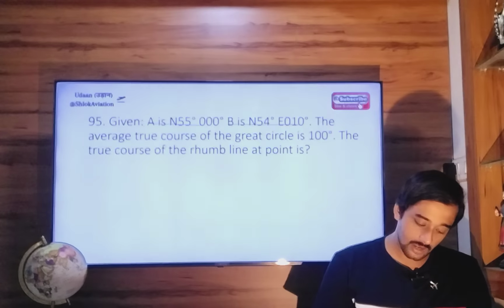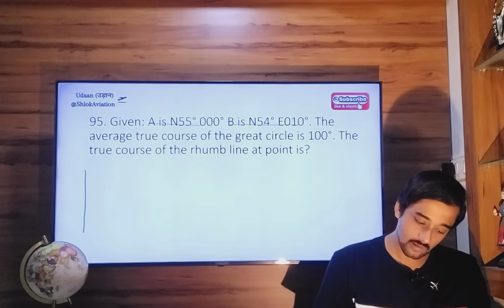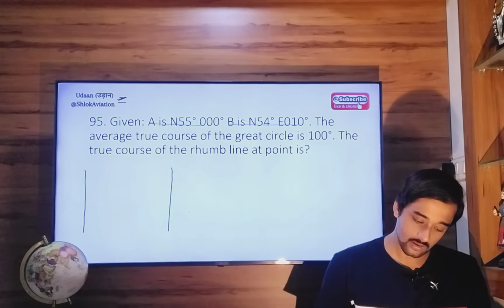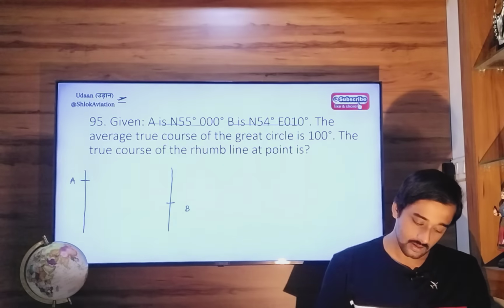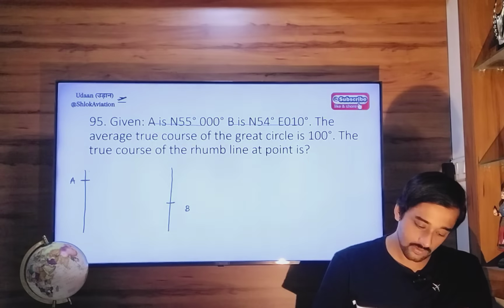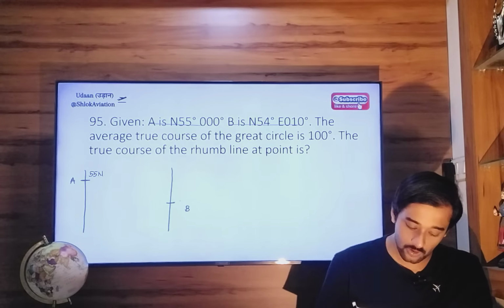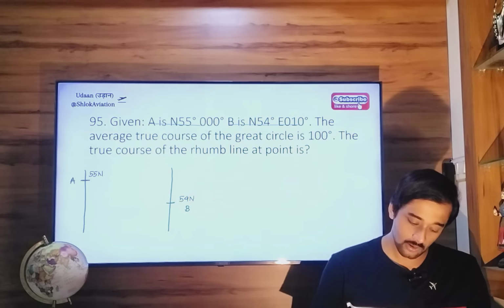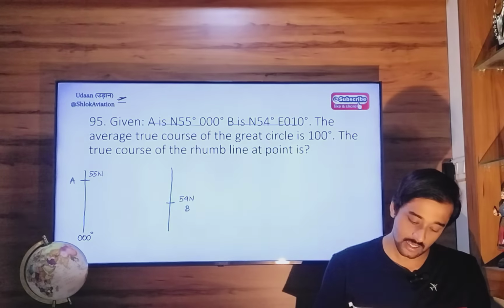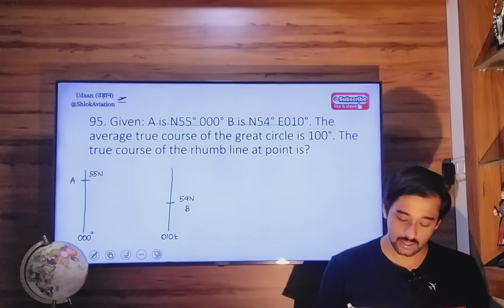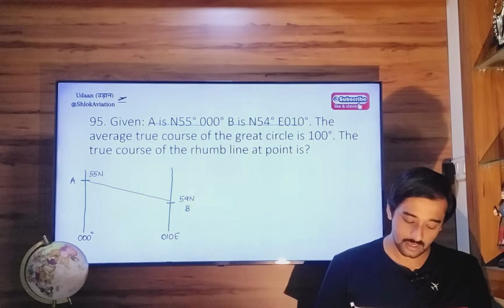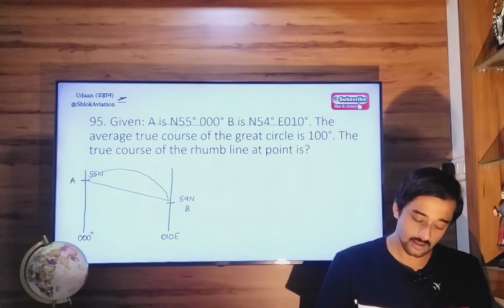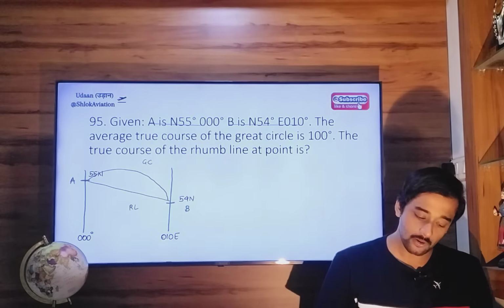Very simple. I have explained this before. A is here, B is here. A is 55 degrees north, B is 54 degrees north. Longitudes are 000 prime meridian and 010 east meridian. So you are traveling from A to B. This will be your great circle. They are talking about the average great circle.